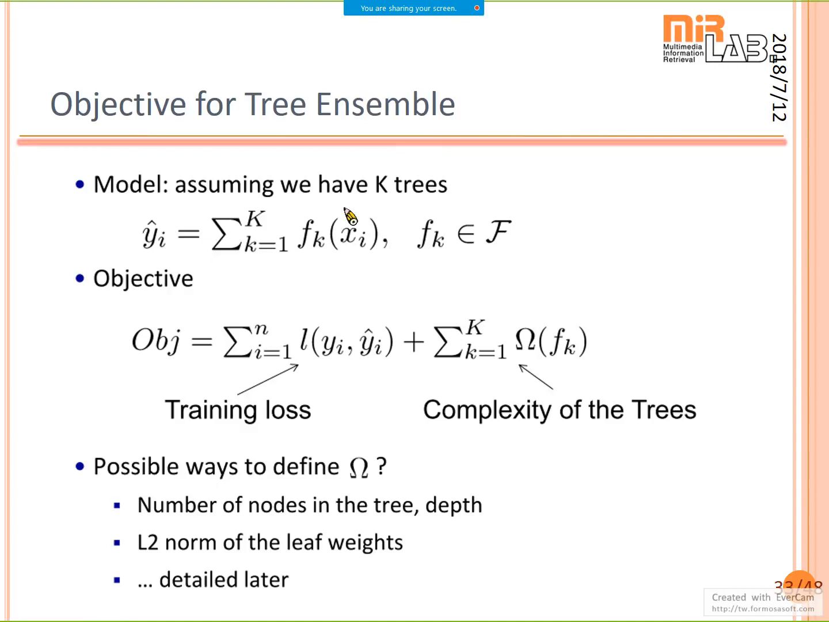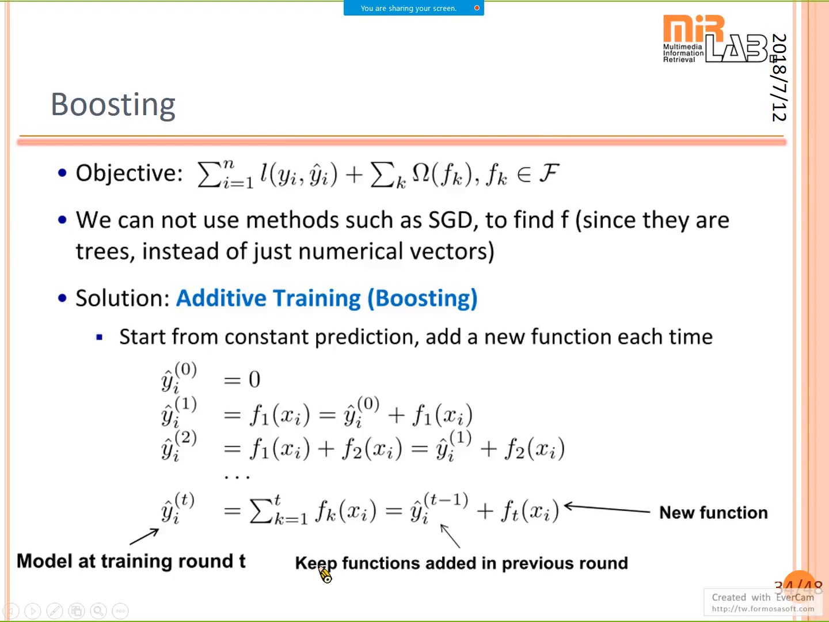So here again, we assume we have k trees. This is the estimated output given the input part of the data set, x_i. Usually this is a vector. And our objective function, again, we put it into two parts. The first part is the training error. We use a general loss function here, and this is the complexity of the tree right here. There are many ways to define the complexity omega of the tree, and we are going to go into more detail later. So this is our objective function.